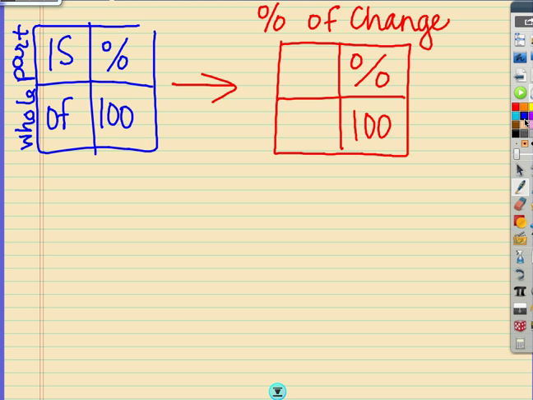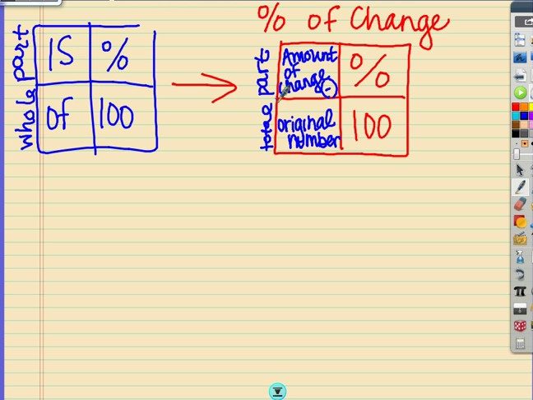The only difference is on this side over here. Instead of is over of, this is your original price, or your original number. And on the top is the amount of change, so how much something changed. Normally you find the amount of change by doing some subtraction. So we've got percent over 100, your amount of change goes on top, so it's still the part, and your original number is still your total, but it's the number before anything happened. I think the best way to do this is to look at a question.